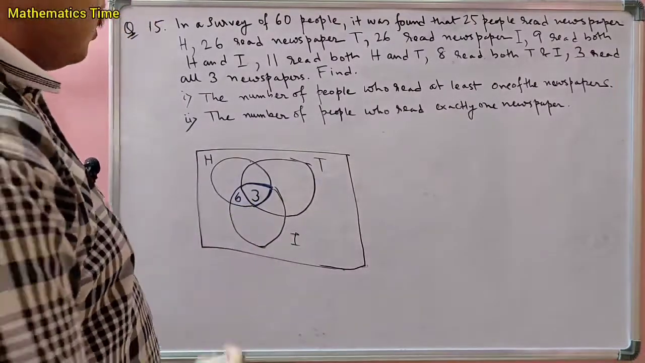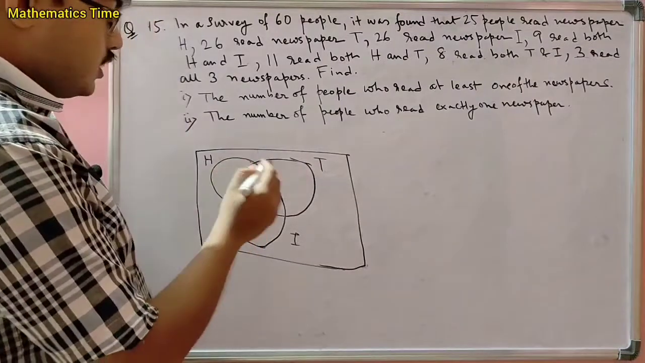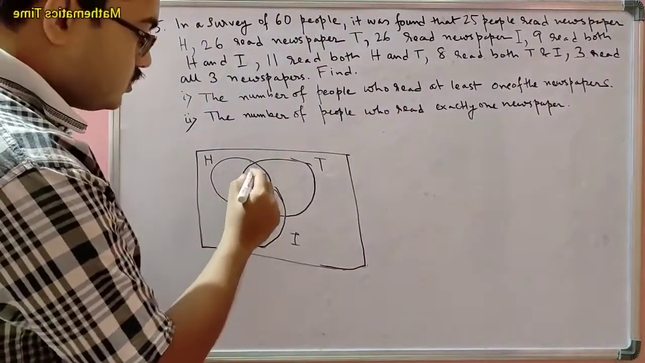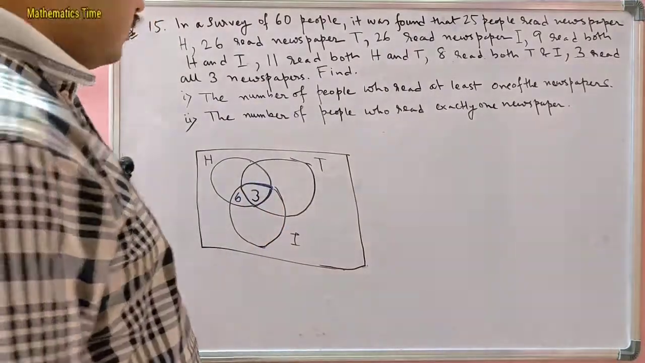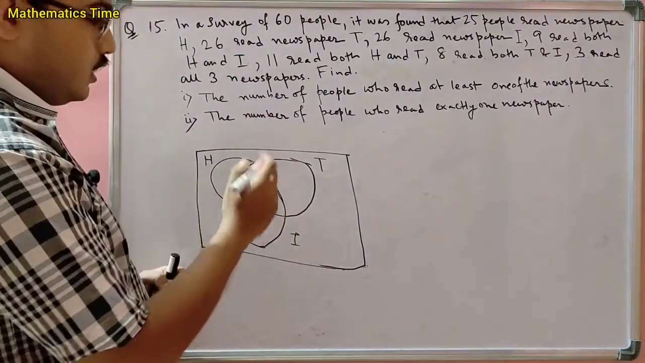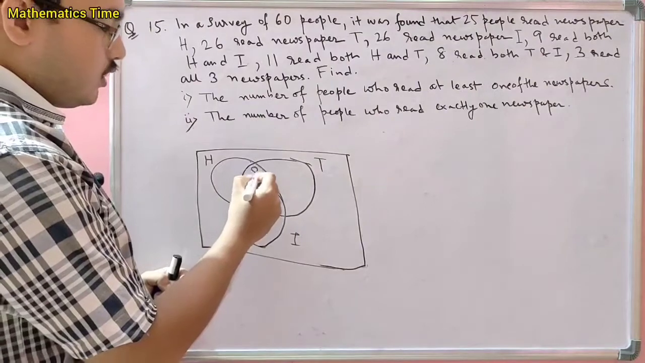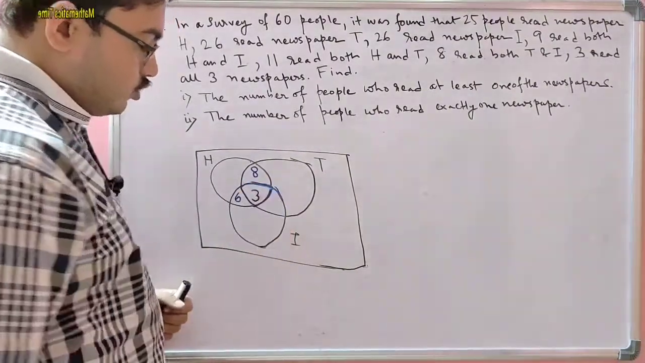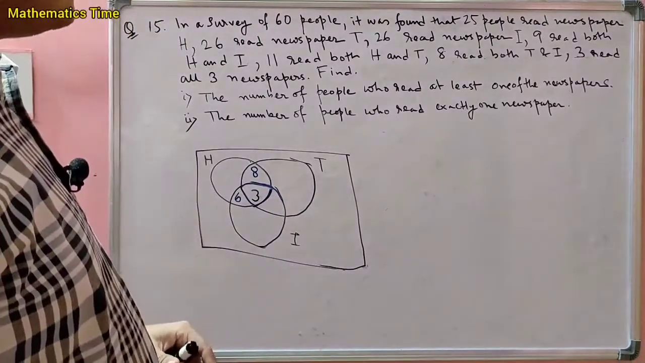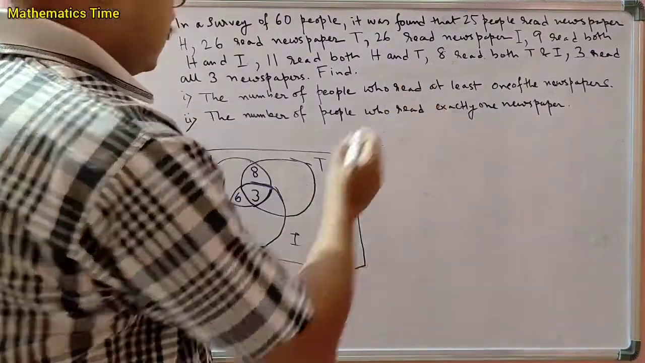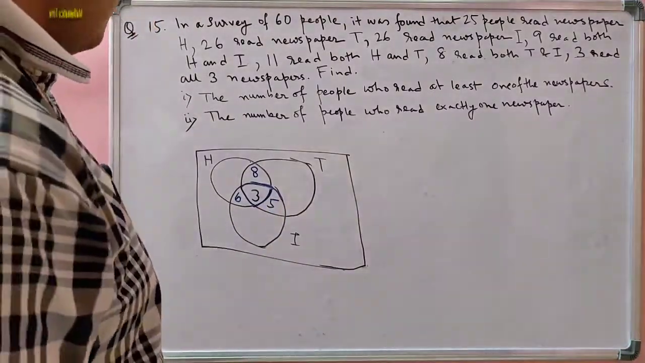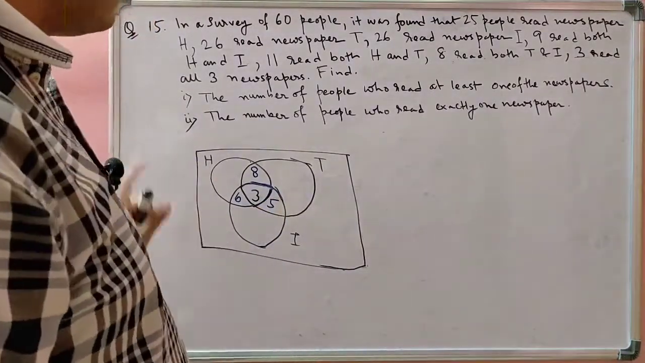Now between H and T, how many people read both H and T? 11 read both H and T. This portion is H and T, the common portion, H intersection T. 11 minus 3, how many will remain? 8. Now between T and I, the people who read both T and I is 8. So here is 3, that is 8 minus 3 is 5. So we have to fill the other portions too.